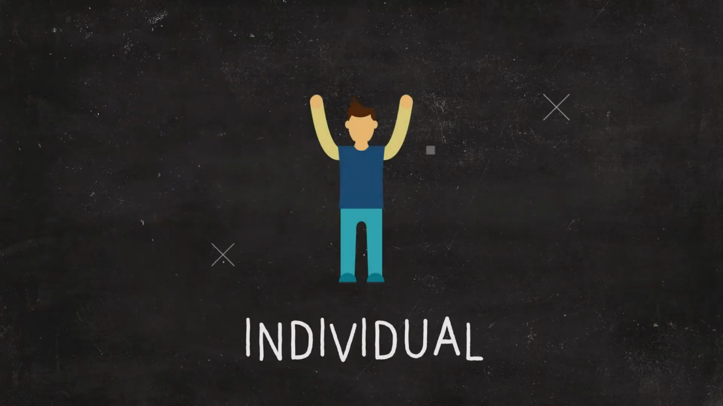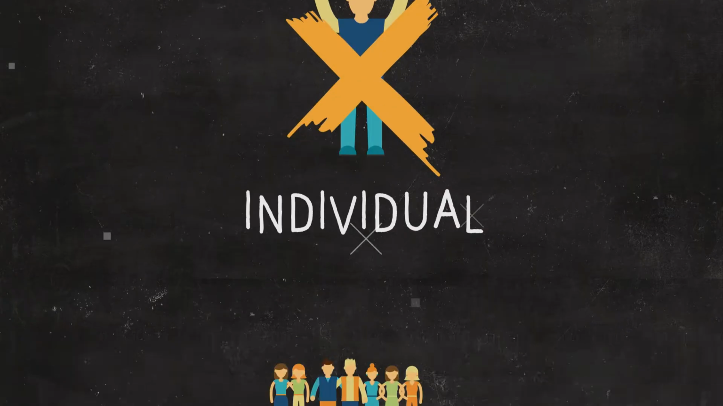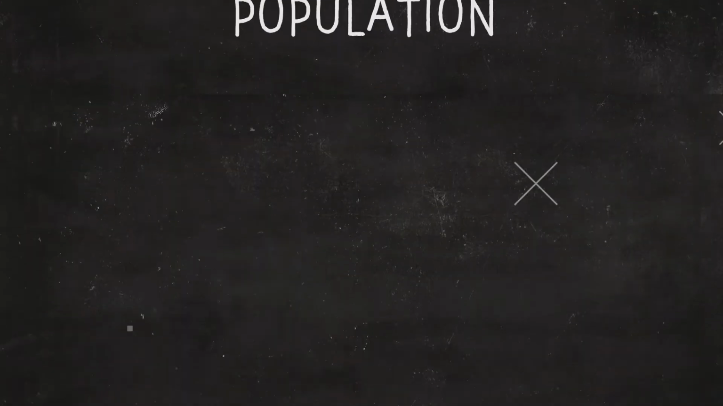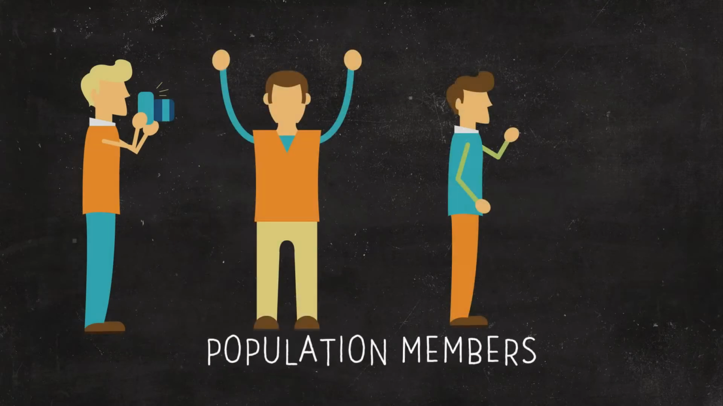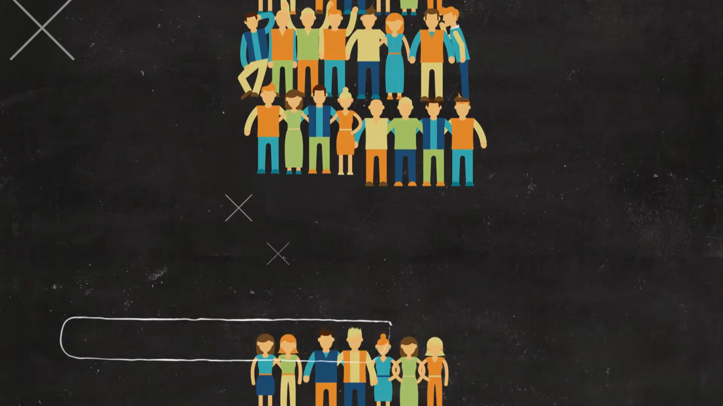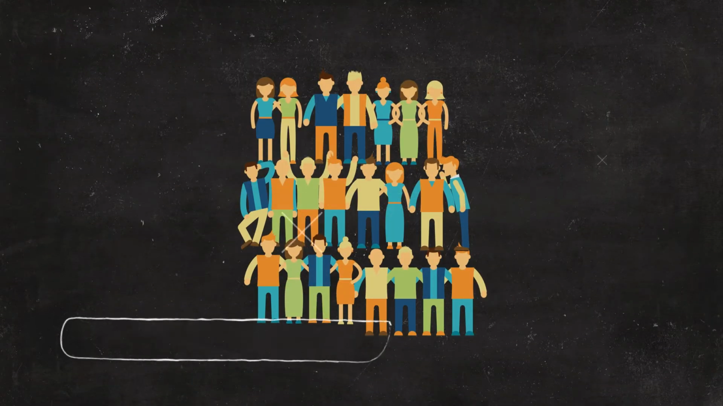In population genetics, the subject of interest is not just one individual. Scientists are interested in the whole population, every member that is found in that population in fact. They study how genetic information is passed down from one generation to the next generation to the next generation and so on.